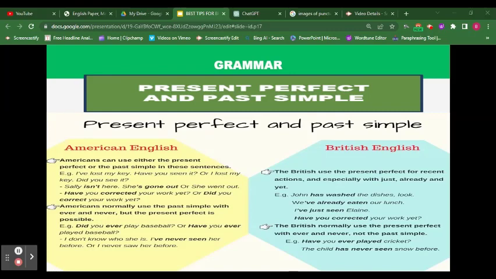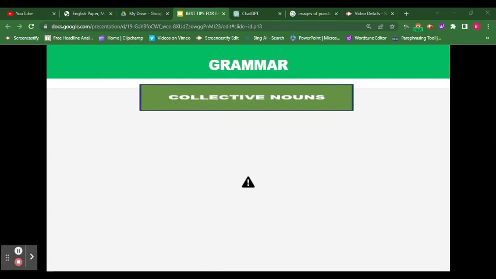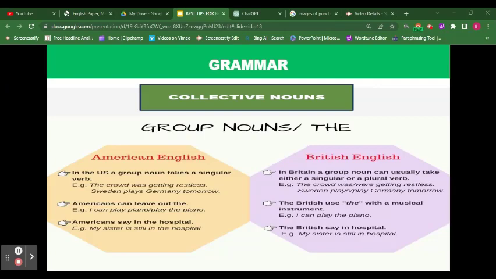Now let's move on to collective nouns. Collective nouns refer to words that describe a group of people, animals, or things, so you can call them group nouns as well. The use of collective nouns can vary between American and British English. So let's examine the differences.